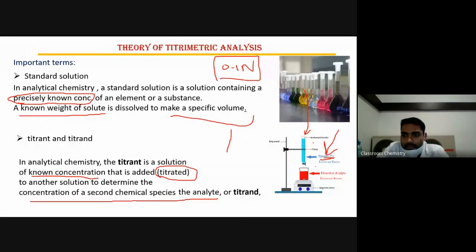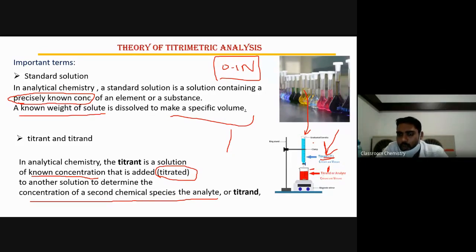And in this beaker, we take one reactant. Suppose, imagine in the burette there is 0.1 normal HCl solution, and in the beaker there is 0.1 normal NaOH solution. Then the NaOH solution is the titrand. What do we titrate here? We prepare 0.1 normal HCl, having exact normality 0.1, and by using this HCl, we determine the normality of this NaOH. Hence the solution of known concentration is the titrant.